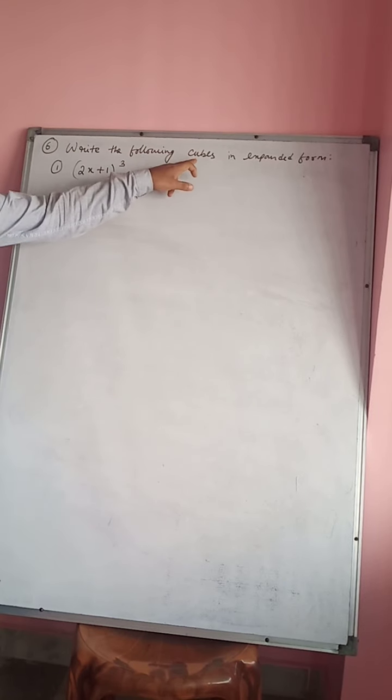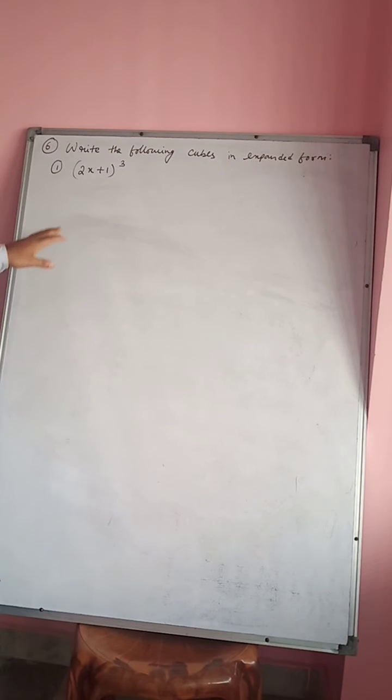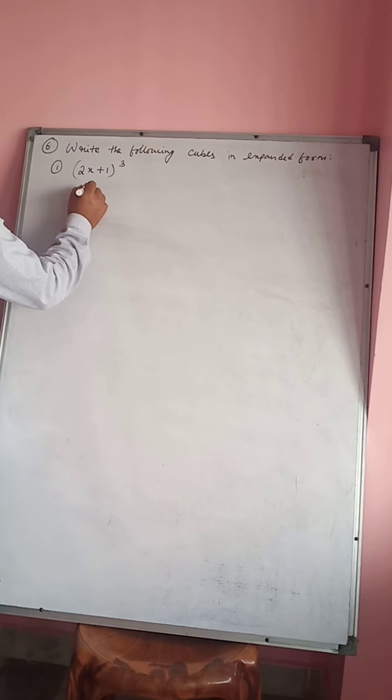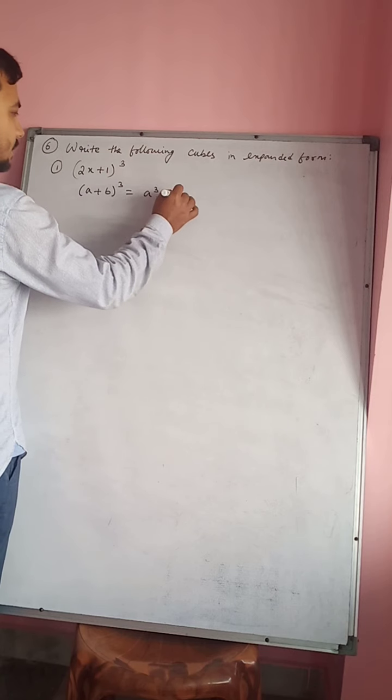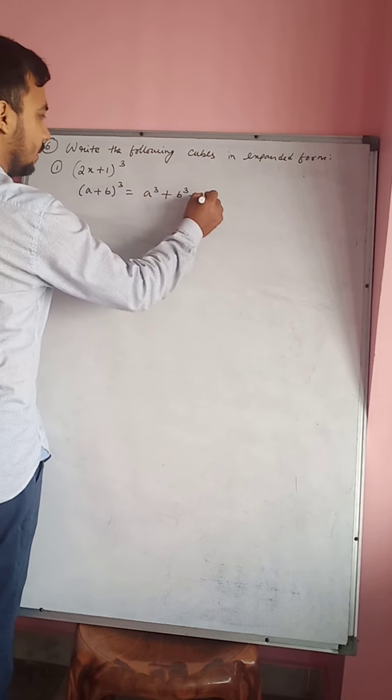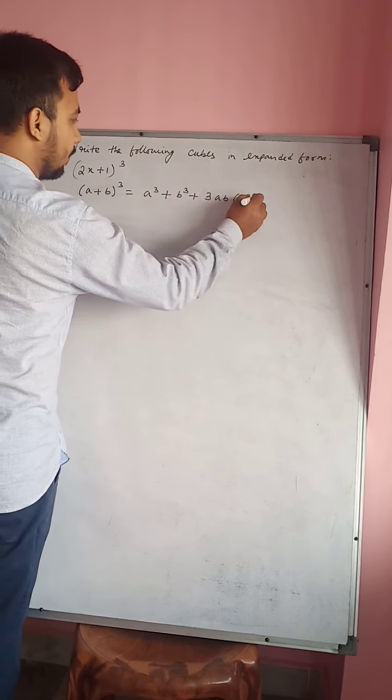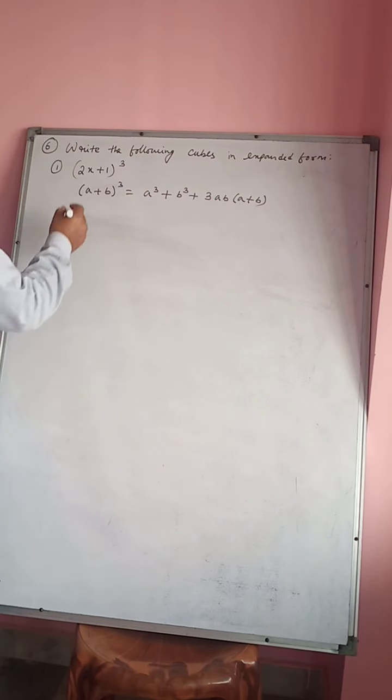Write the following cubes in expanded form. So we have to use here (a plus b) whole cube. So what is the identity of (a plus b) whole cube? It is a cube plus b cube plus 3ab(a plus b). So how will I solve this?